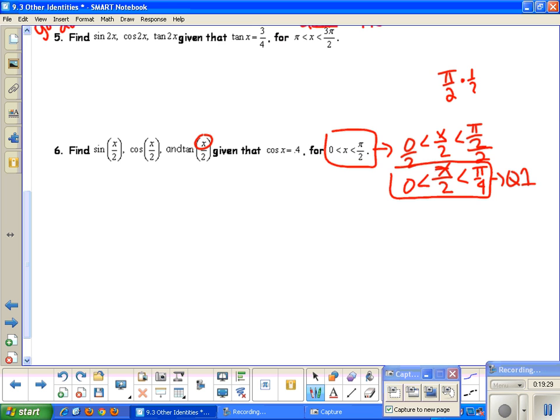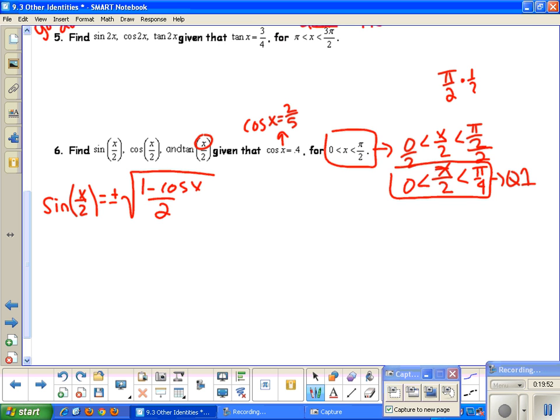Now that I have that, I can figure out everything else, and we're going to do the exact value answer. So I'm going to change this into the cosine of x is equal to 2/5, because that's really 0.4. Now if I want to find the sine of x over 2, remember, it's plus or minus the square root of 1 minus the cosine of x over 2. Now that means I need to figure out what the cosine of x is. Oh wait, weren't we given what the cosine of x is equal to? 2/5. So I don't even need to figure out anything for this problem. I can just plug it in. And I know I'm using the positive square root because we're in quadrant 1.